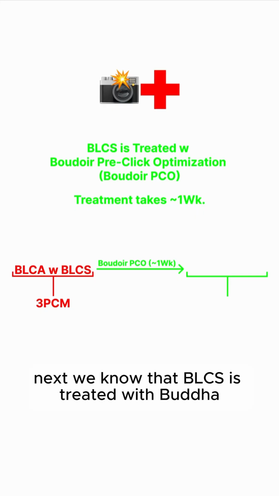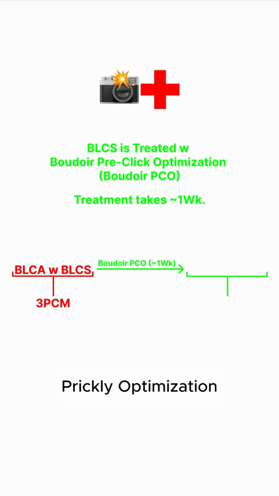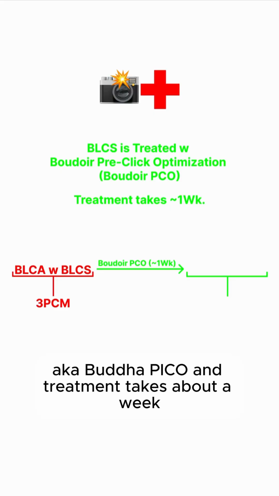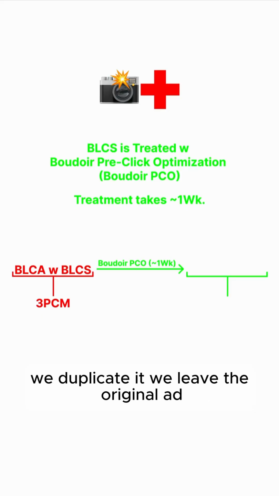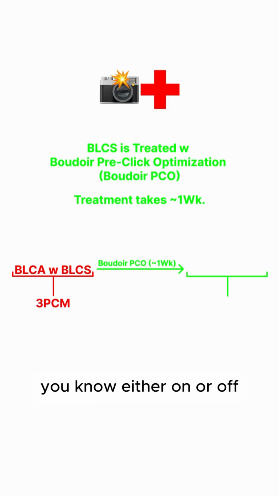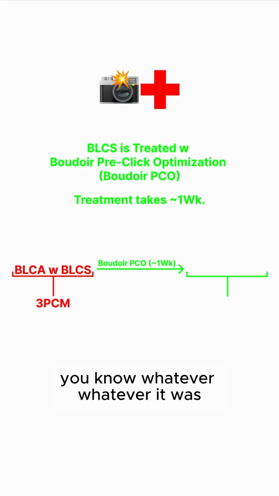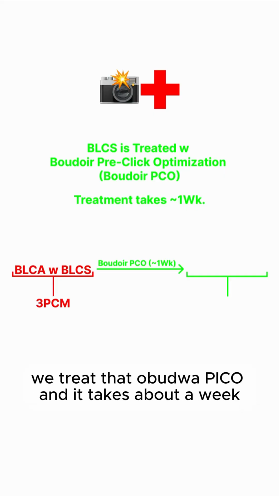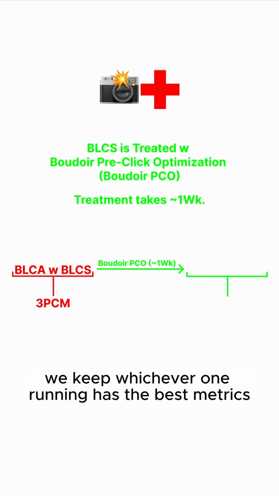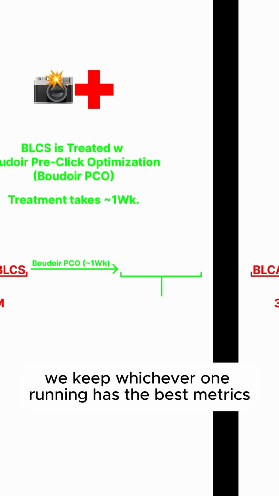Next, we know that BLCS is treated with Boudoir pre-click optimization, aka Boudoir Pico, and treatment takes about a week. The way we treat is we take the original ad and duplicate it. We leave the original ad either on or off, whatever it was. The duplicated one we treat with Boudoir Pico, and it takes about a week. Then at the end, we keep whichever one running has the best metrics.